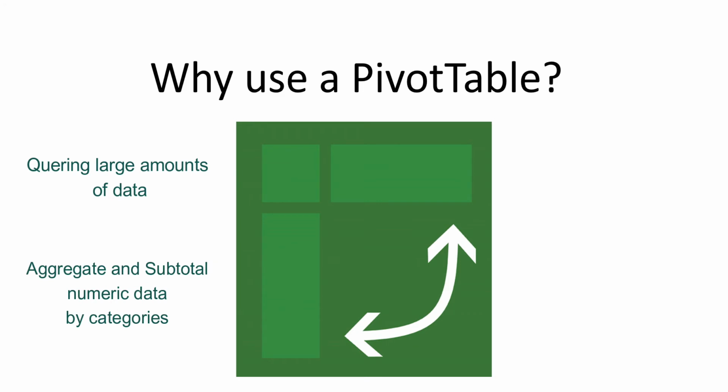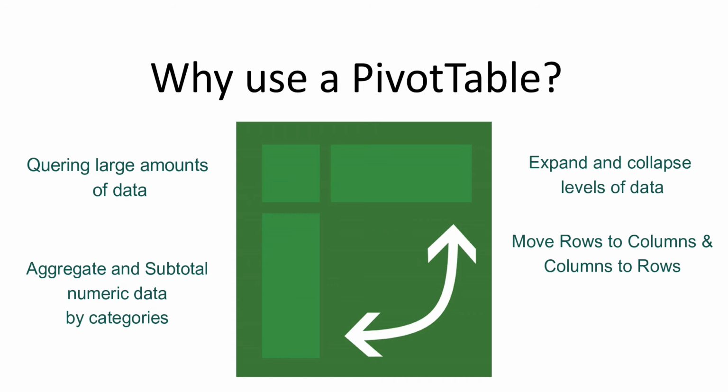You can aggregate and subtotal numeric data, summarize them by categories and subcategories. You can expand and collapse levels of data. You can move rows to columns and columns to rows. You can filter, sort, group, and conditionally format the most useful and interesting subset of data, which will enable you to focus on just the information you want.